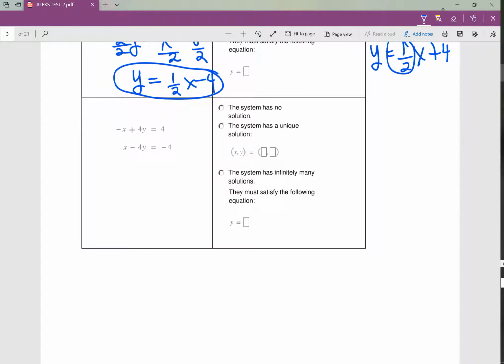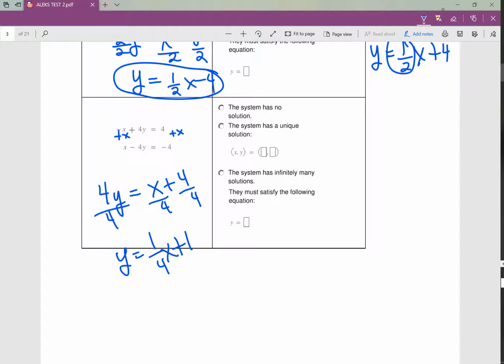Alright, let's look at the next one. On the next one, I'm going to add the x to both sides. I'm left with 4y is equal to x plus 4. And I'm going to divide by 4 on all 3 terms. This leaves me y equals 1/4 x plus 1 for the first equation. The second equation, I'm going to work on this side. I have x minus 4y equal to negative 4.